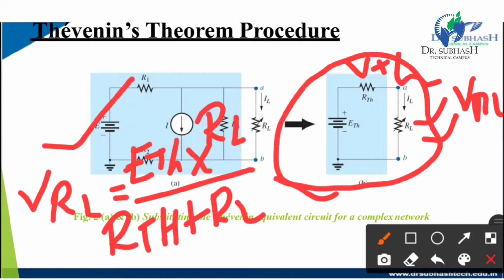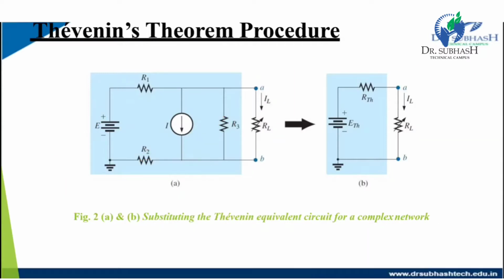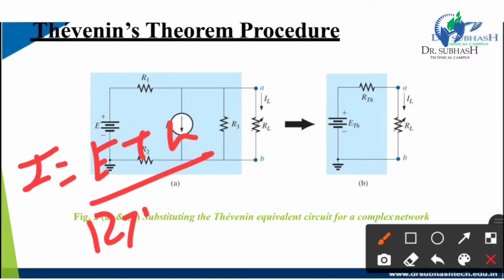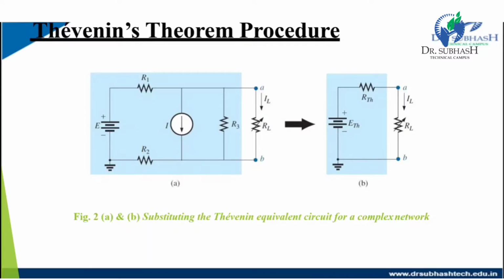After completing this, the question will be asked: what is the voltage at RL? So this is the equation. If asked for the current, then this is a series circuit, so simply the equation for the current is ETH divided by the total resistance, RTH plus RL. So we will easily find the current or voltage.